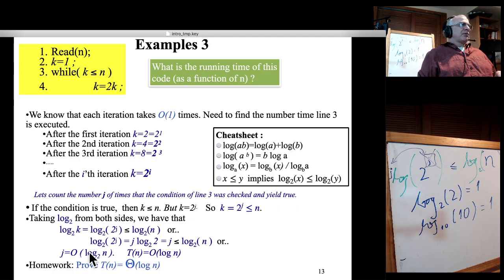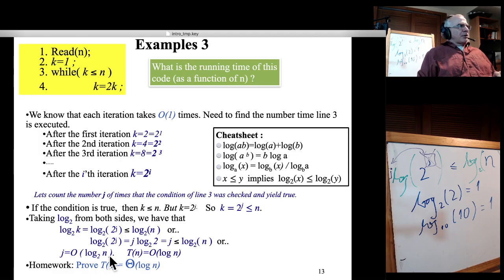And what is the overall running time? Well, the overall running time is just I made j iterations. Notice that I'm exiting when k is, in the next iteration, when I evaluate the condition, k is larger than n, so I exit.